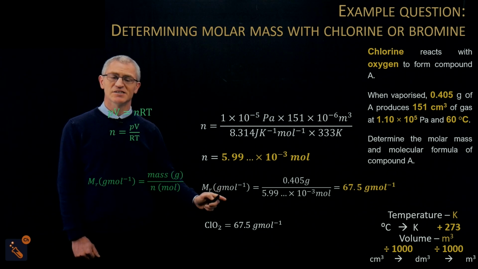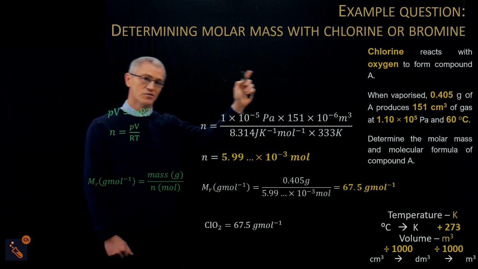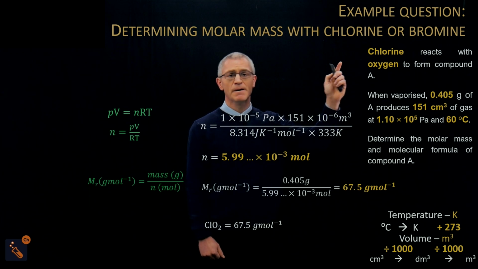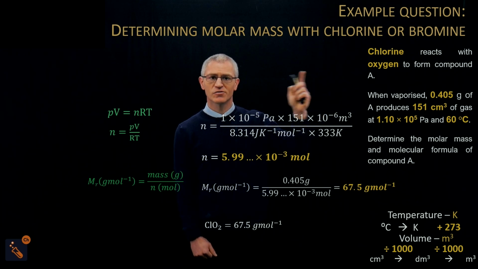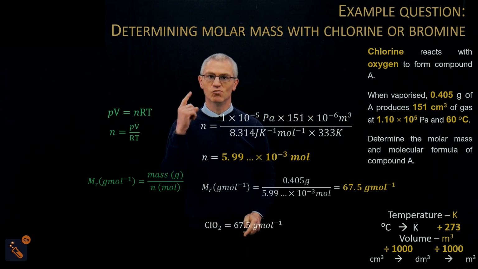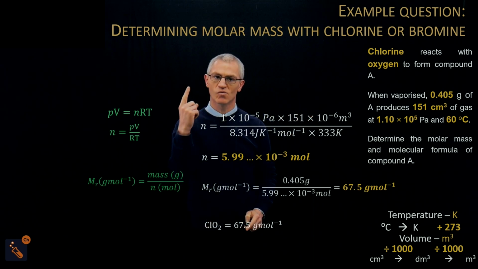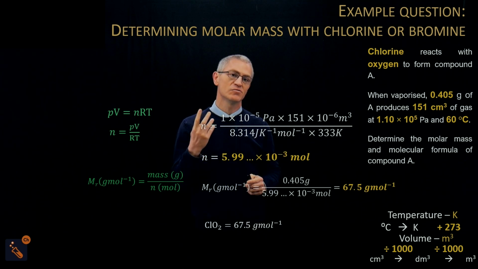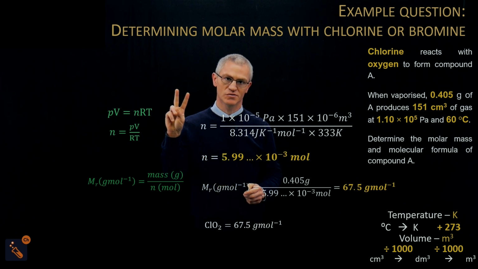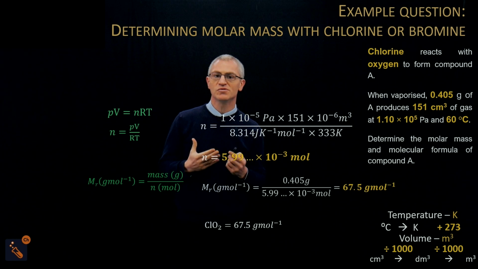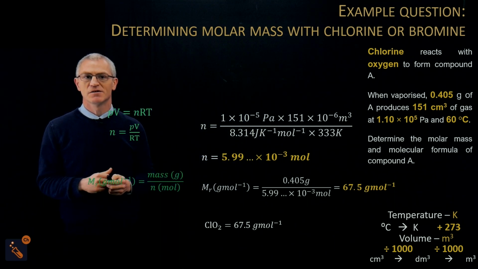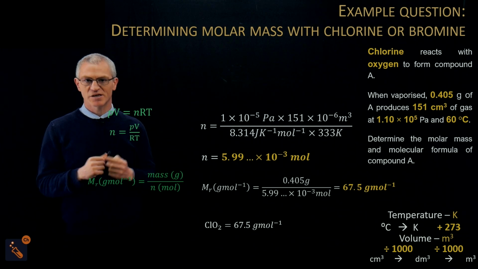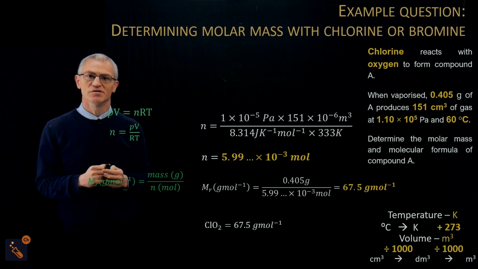The simplest way to do that is, if you have something containing chlorine, look at the molar mass and take chlorine away. If you see a 0.5, it's more than likely 1 chlorine. If you see chlorine and it's a whole number, it's more than likely to be 2 chlorines. Okay, this can also happen with bromine. Now, bromine has an atomic mass of 79.9.